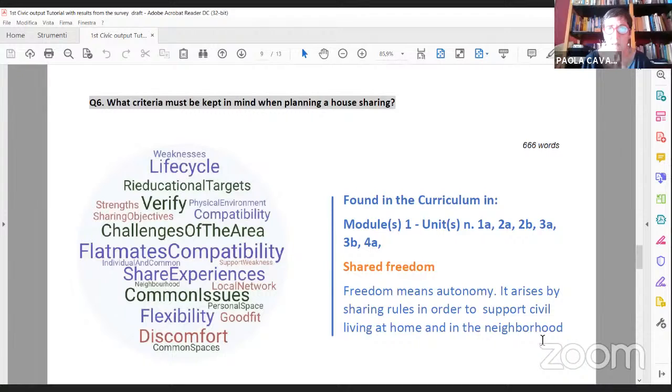Question number 6. What criteria must be kept in mind when planning house sharing? We found here life cycle, re-educational target, challenges of the area, playmates compatibility, share experiences, common issues, personal space, good fit, flexibility, discomfort, common space, local network, neighborhood, and so on. We call this answer shared freedom. Freedom means autonomy. It arises by sharing rules in order to support civil living at home and in the neighborhood.